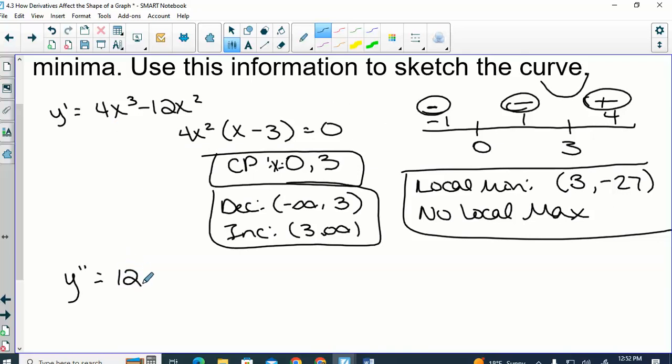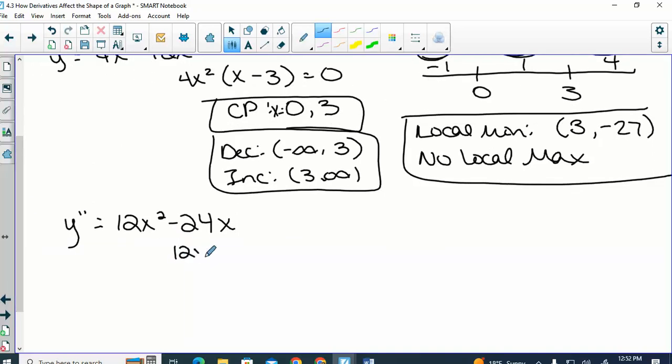12x squared minus 24x. And inflection points are where the second derivative is 0 or undefined. So if I set that equal to 0, we could take out a 12x, x minus 2. So what are my inflection points? 2 and 0.